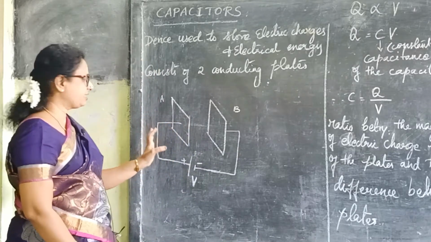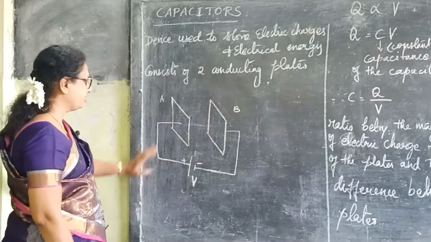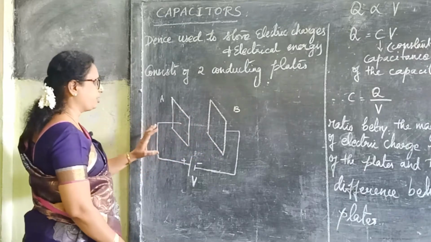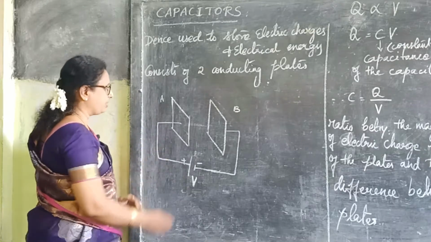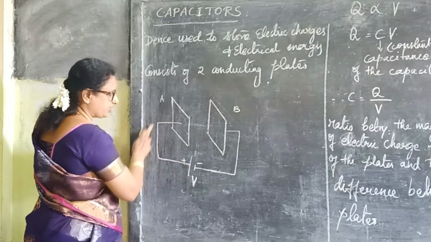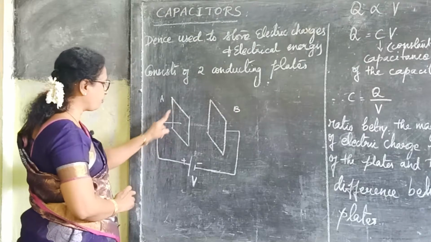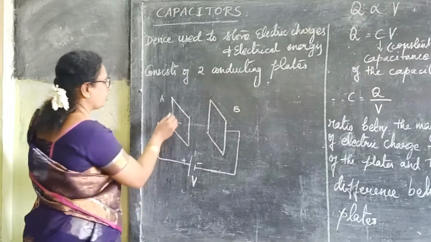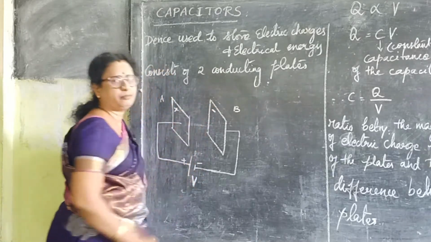Once the plates are connected to the battery terminals, what will happen? I told you these two are conducting metal plates, conductors. அப்படி இருக்கும்போது conductors will have free electrons. So what will happen? Let us suppose A is connected to the positive end of the battery, so one electron will flow from A to B. So A will lose one electron, it will become positive. B will gain one electron, it will become negative.